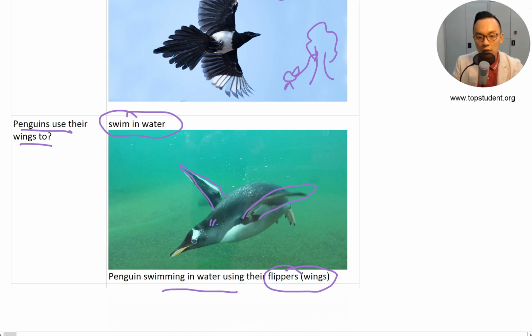And just to take note, penguins also have feathers because they are part of the bird family. They have feathers as their body covering.